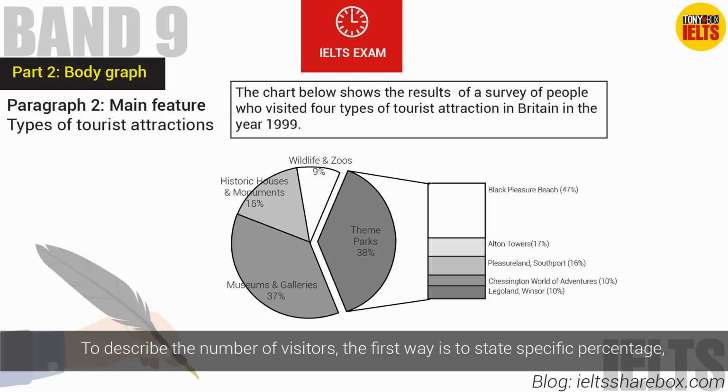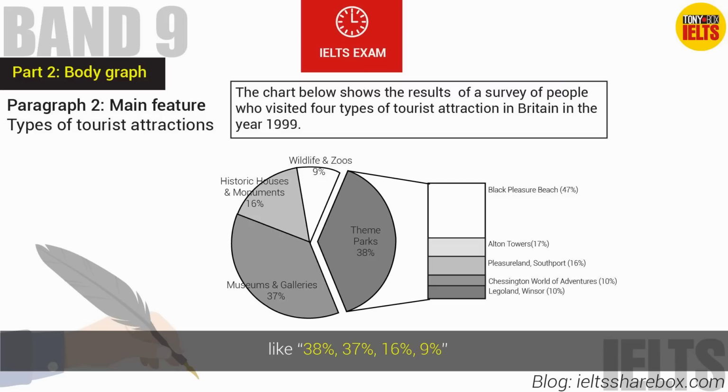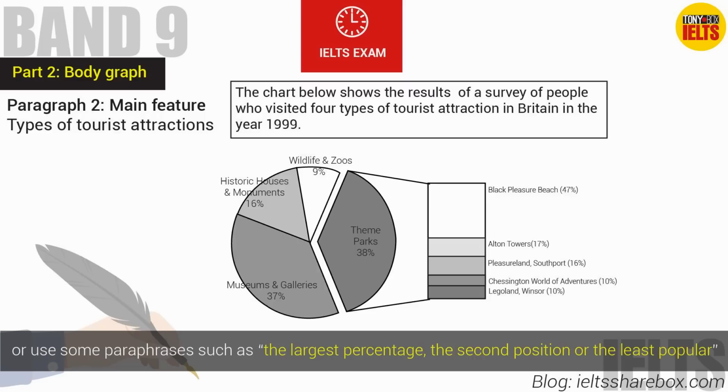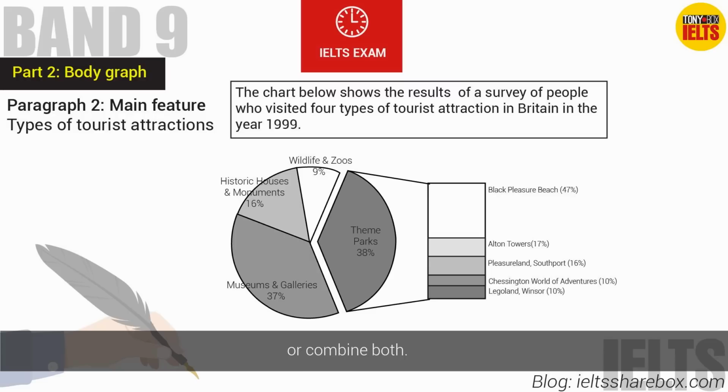To describe the number of visitors, the first way is to state specific percentages like 38%, 37%, 16%, 9%, or use some paraphrases such as the largest percentage, the second position, or the least popular, or combine both.